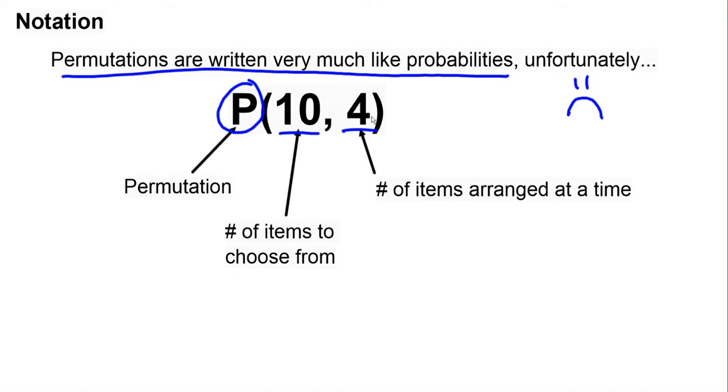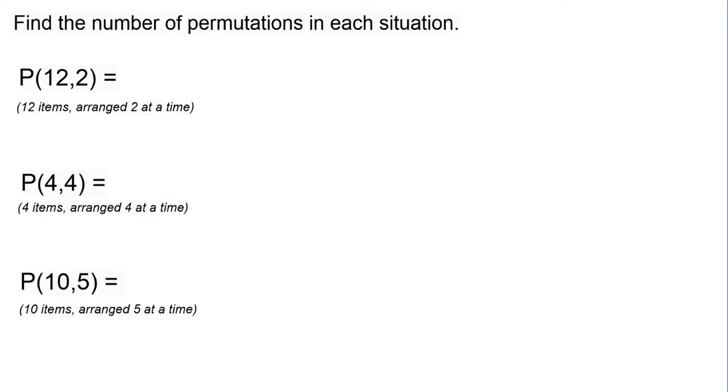So that's the notation there. That's how we write that, and that's how you see that. So let's find the number of permutations for each situation. So the P(12,2) here means I have 12 items and I'm arranging them 2 at a time. So how many different ways can I arrange 12 things, but I only take 2 at a time? So this might be like, I have 12 students in my class. How many different ways can I choose a president and vice president from that class?